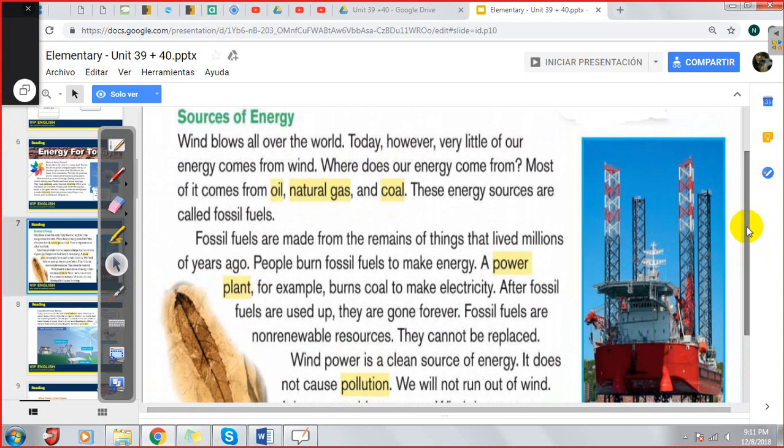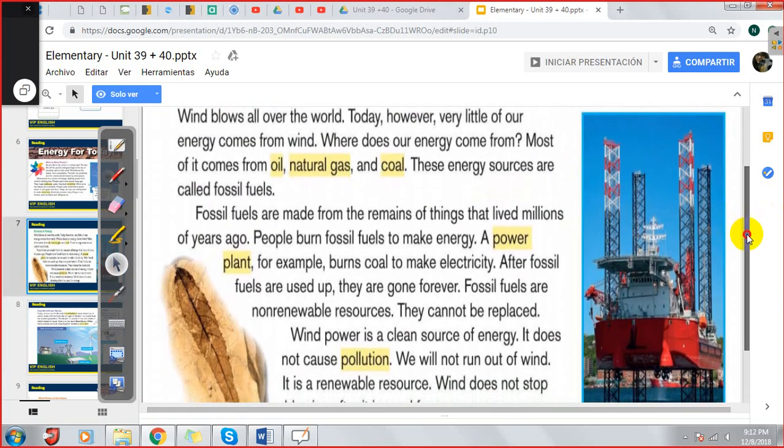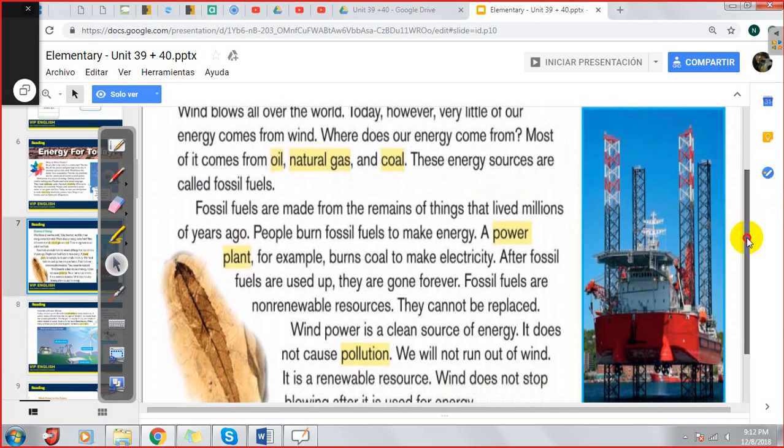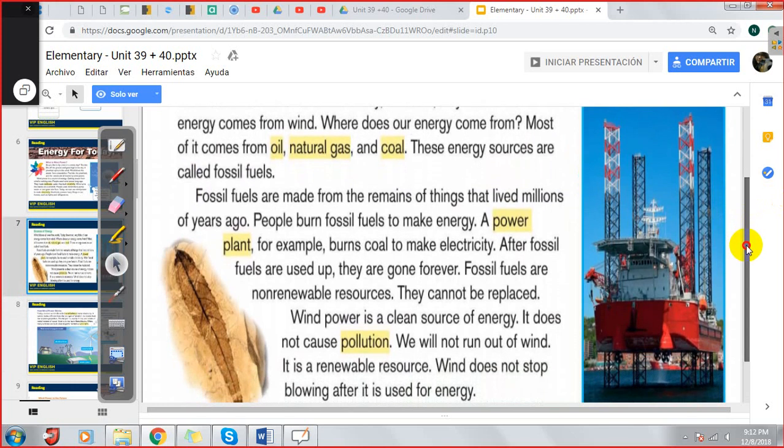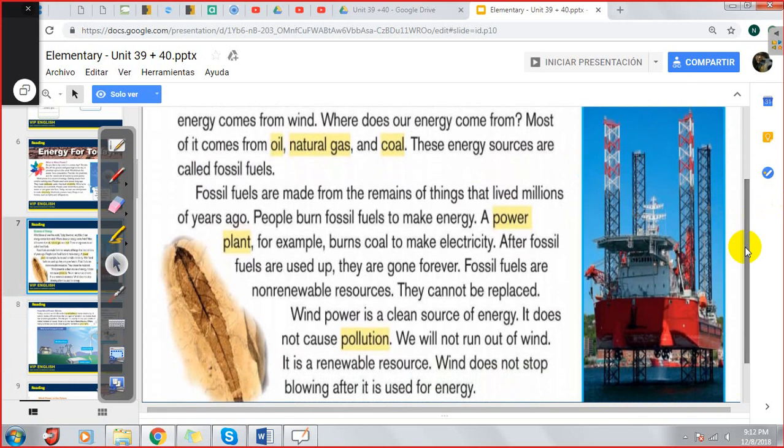Sources of energy. Okay, wind blows all over the world. Today, however, very little of our energy comes from wind. Where does our energy come from? Most of it comes from oil, natural gas, and coal.